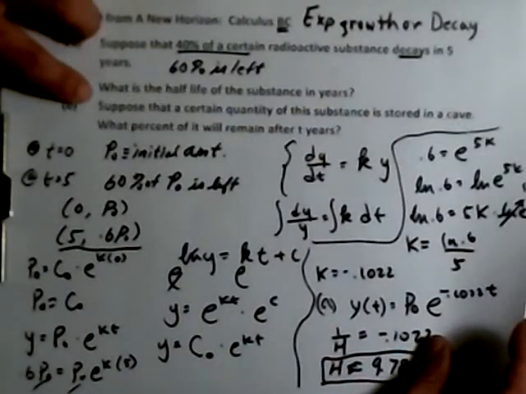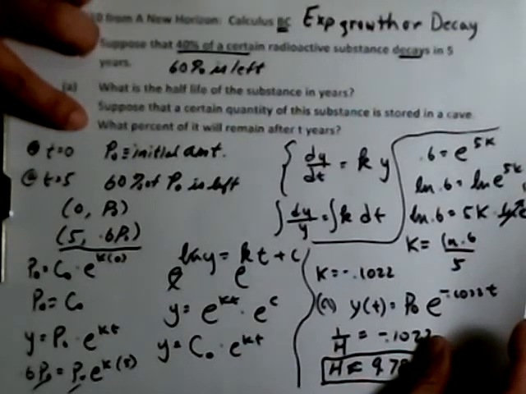Part B says, suppose that a certain quantity of this substance is stored in the cave. What percent of it will remain after t years? So the second part gets a little bit tricky. I also made a little bit of a simple error on this, so I'll go over my error with you just to make sure you don't make those same errors.